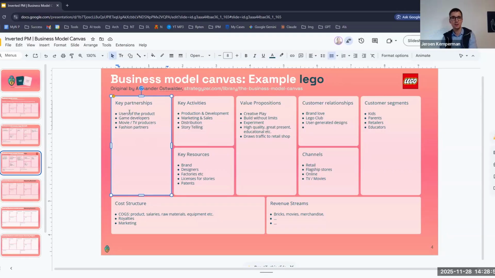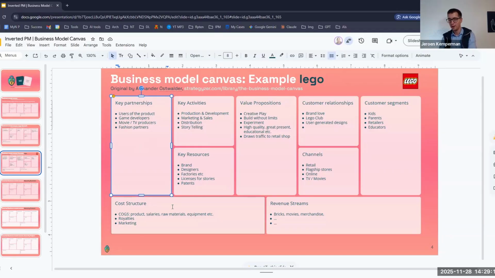They didn't put the YouTubers in here, by the way, but movie, TV, and game developers. The gaming industry was a great one for Lego as well. And this is what made me remember how I used it in my startup. When you put this in front of a few people, they'd be like, oh, you could put game developers there. And then you'd be like, that's a great idea, right?